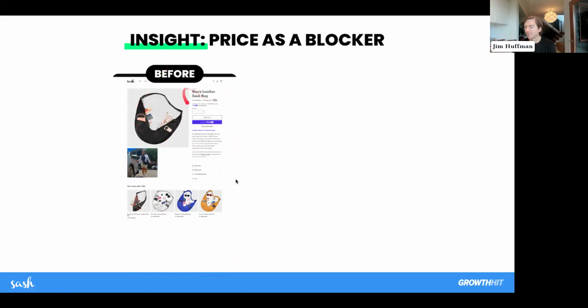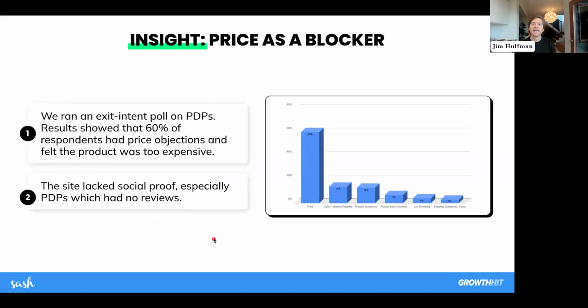the product page. This is the before shot, and I bet everyone on this call has some good ideas on how to improve this. But let's stop before we throw spaghetti at the wall to optimize it. Let's do some research. And so as we did research, we did a poll. And here's what we started to understand. We did this exit intent poll and we uncovered that, wow, 60% of the people think it's too expensive. They think it's a high price.